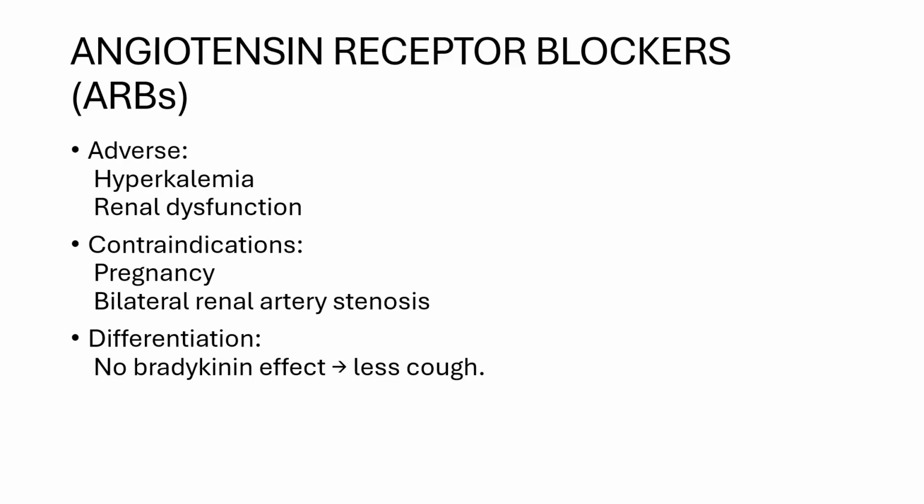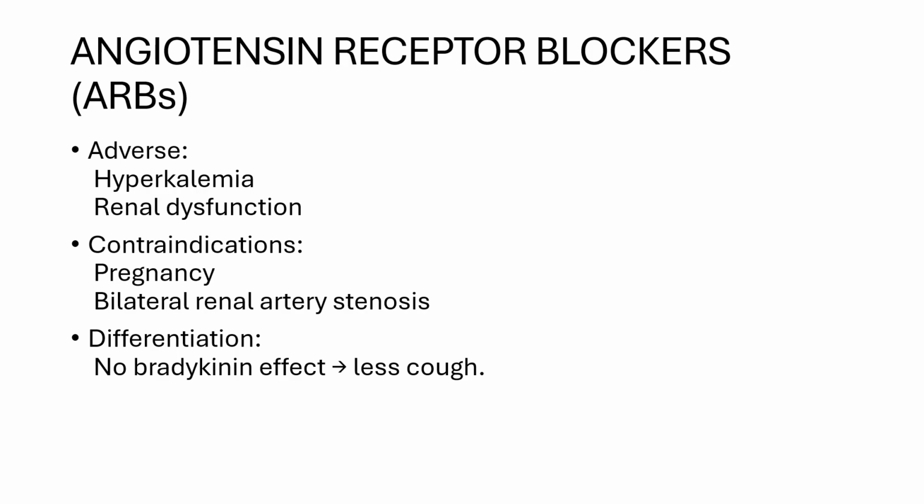So the adverse effect profile of ARBs overlaps with ACE inhibitors, particularly hyperkalemia and renal dysfunction due to reduced aldosterone activity and efferent arteriolar dilation. So you want to make sure you're monitoring kidney function. They also share the same contraindications, pregnancy and bilateral renal artery stenosis.